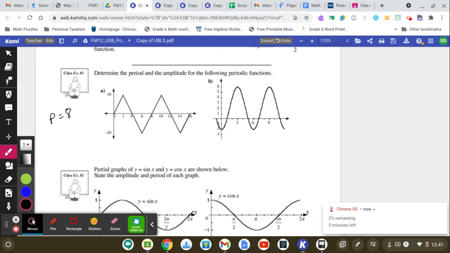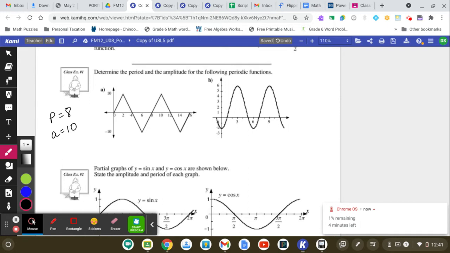Okay, on class example number 1, can you tell me the amplitude? We're going to say A equals. What does A equal for? 10. From flat to the top. 10. Yep. Which one are we on right now? A. Oh. So then it would be. I thought you just said it was 8. 8 is the period. Oh. The period is how long it takes to repeat. The amplitude is how high the wave is. Okay, so it's 10. The amplitude is 10, and the period is 8 for that first question. Understand?